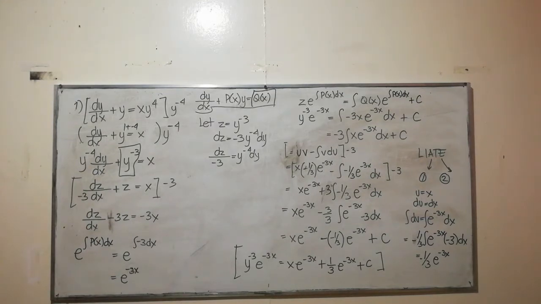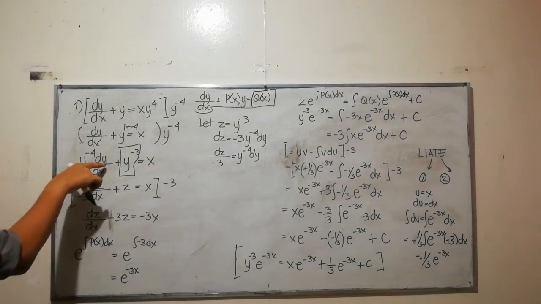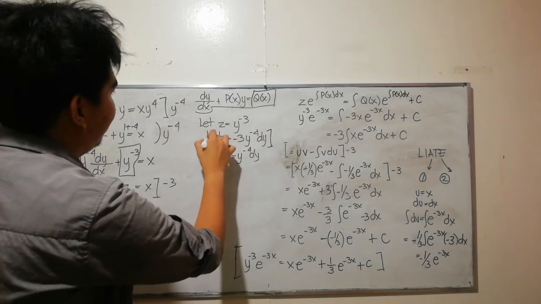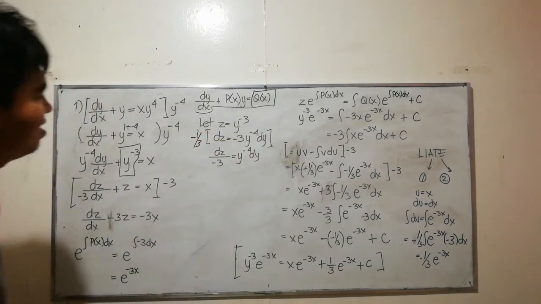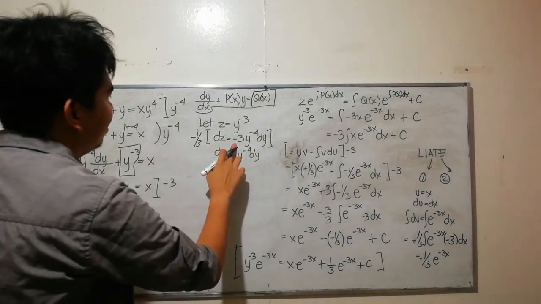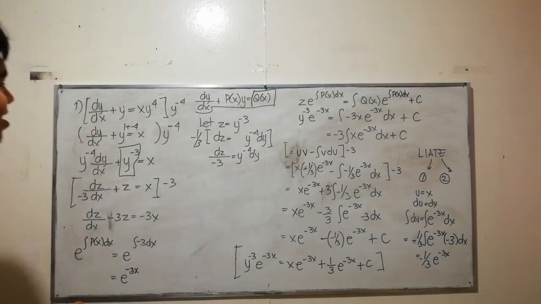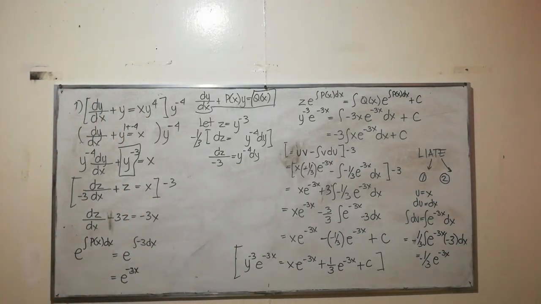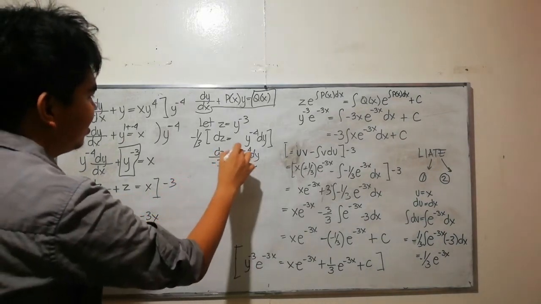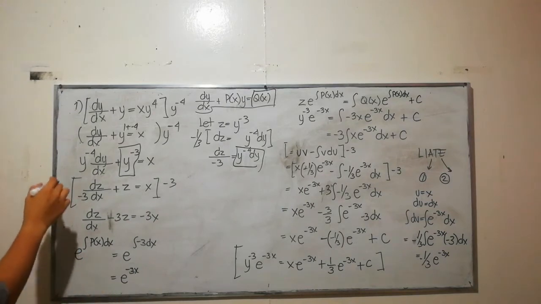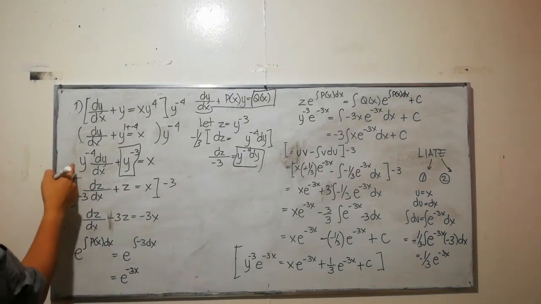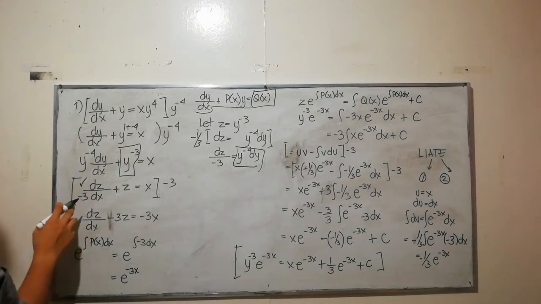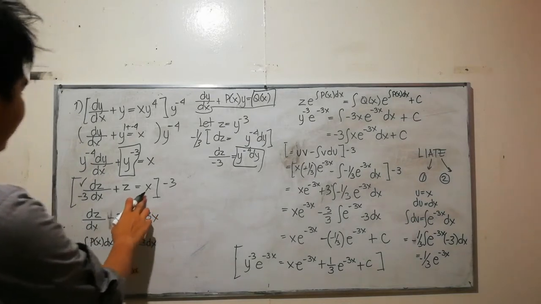As you can see, we have y raised to negative 4 dy. So multiply this equation by negative one third, so that this will be deleted. So the equation will be dz over negative 3 is equal to y raised to negative 4 dy. So y raised to negative 4 dy is equal to dz. So the equation will be dz over negative 3 dx plus z is equal to x.